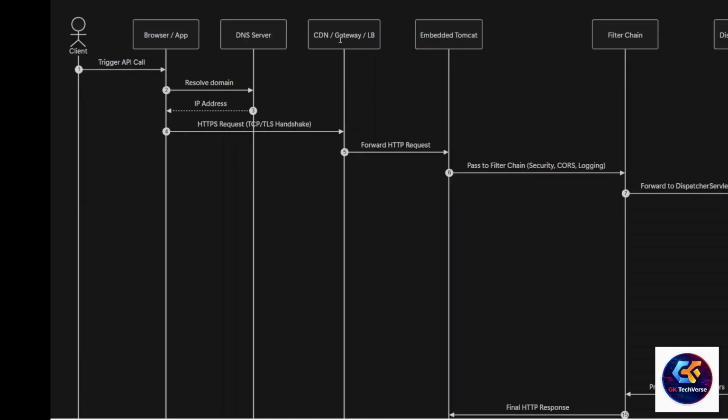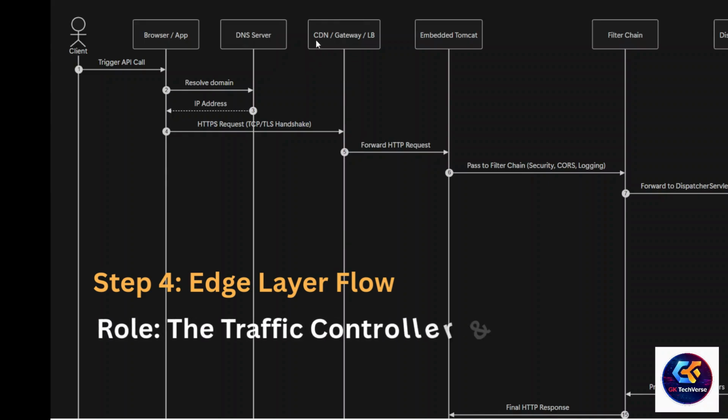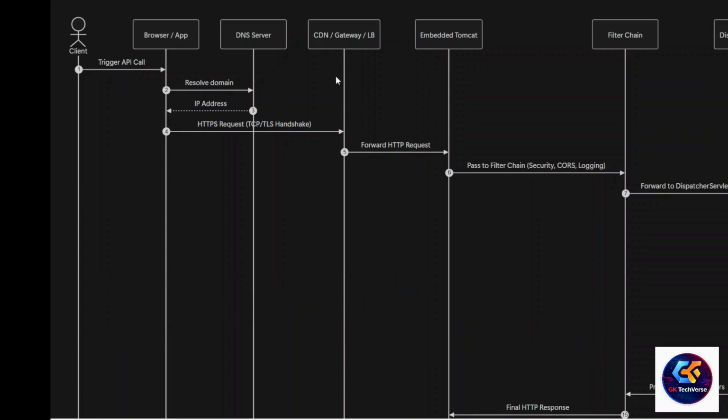In a real production system, the request doesn't go directly to the server. It will reach step 4, which is the edge layer flow. It's like CDN, API gateway, load balancer. This edge layer controls your traffic, and it acts as a security guard which can filter, cache, and route the request to the correct internal server.